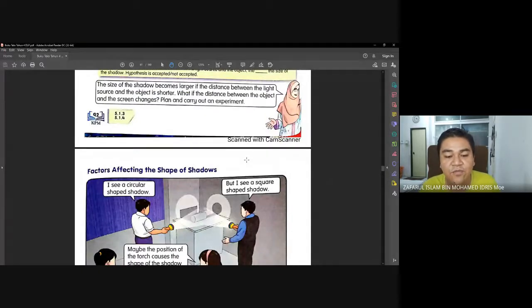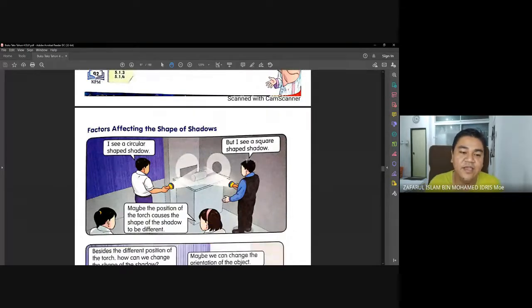Okay, ini kita tengok, itu tadi adalah saiz bayang-bayang. Okay, yang ini adalah factors that affect the shape of the shadow. Okay, look. Kalau tadi kita tengok faktor-faktor yang mempengaruhi saiz bayang-bayang, yang ini pula faktor yang mempengaruhi bentuk bayang-bayang. Bentuk dia pula. Kalau tadi saiz dia.